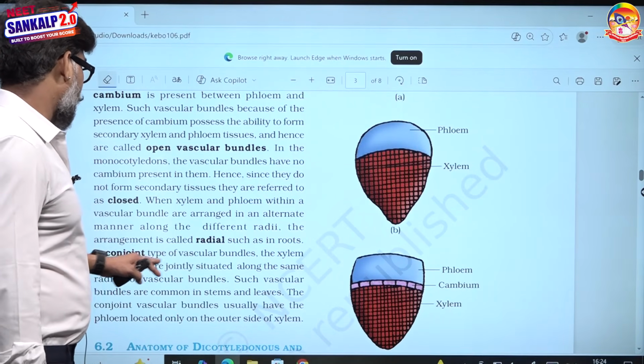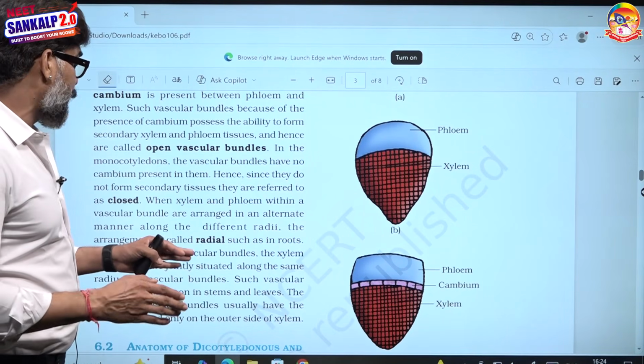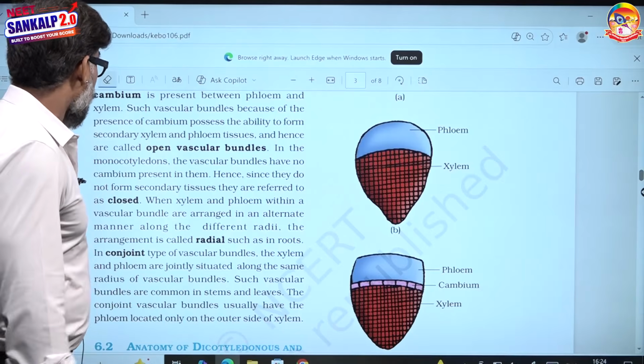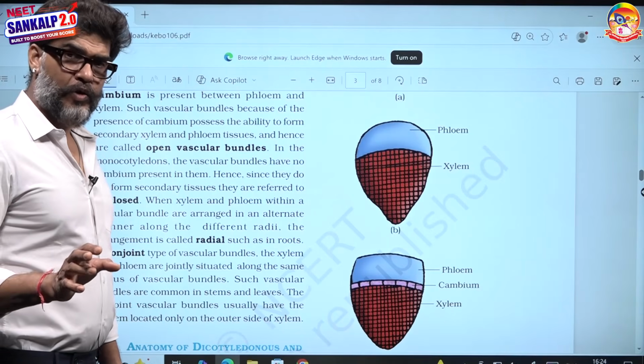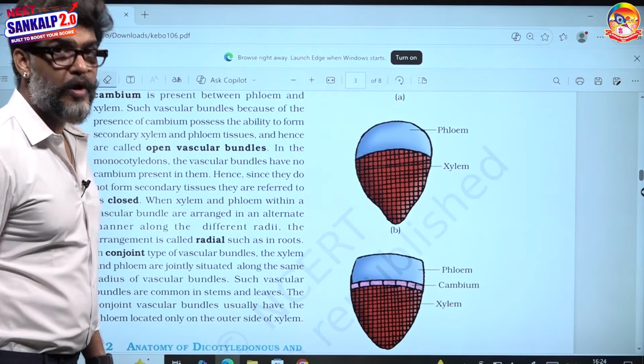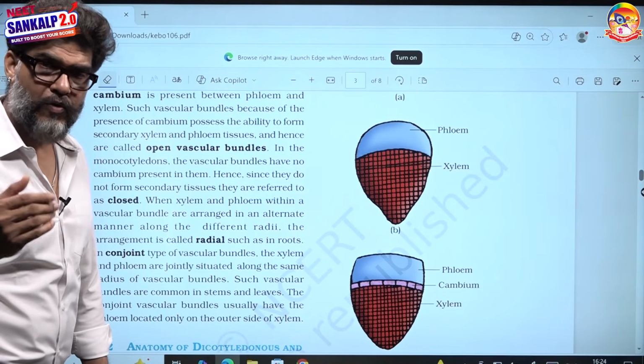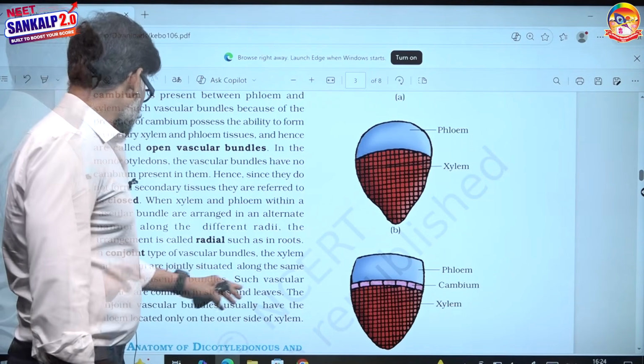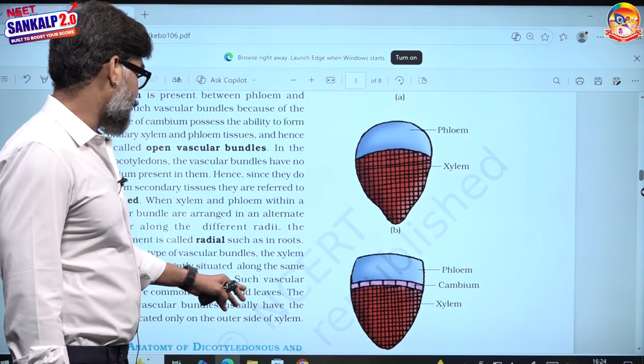Conjoint type of vascular bundle: the xylem and phloem are joint, situated on the same radius. It means open and closed vascular bundles are always conjoint vascular bundles, or you can also say conjoint vascular bundles are of open and closed types. Such vascular bundles are common in the stem and leaves.